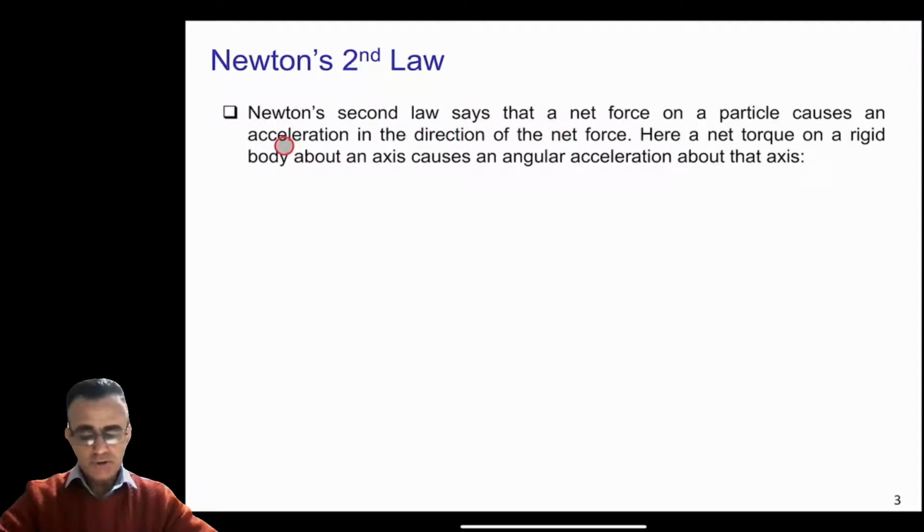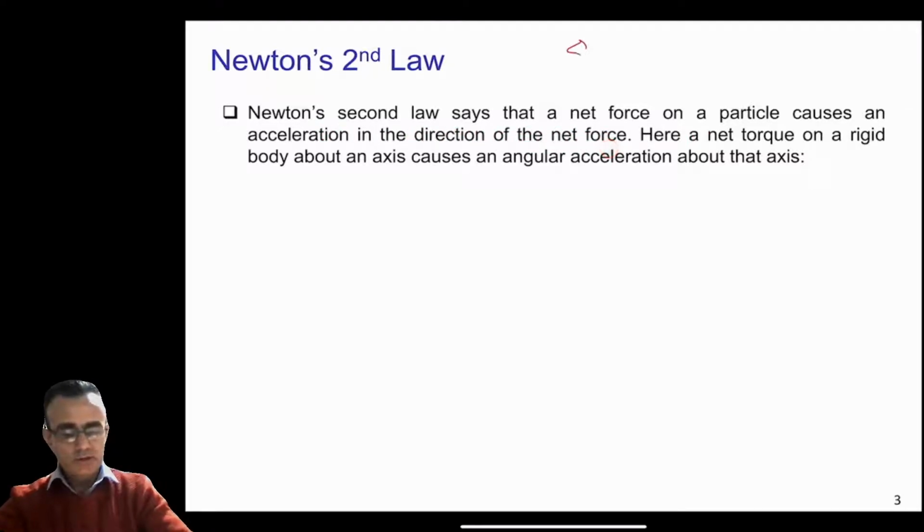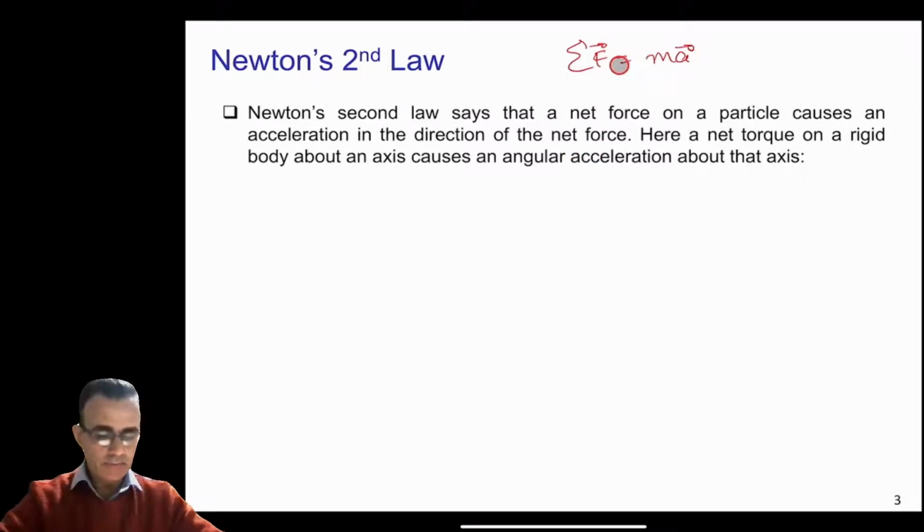Okay, so as you are familiar with Newton's second law in linear motion, Newton's second law says that the net force on a particle causes an acceleration in the direction of the net force. So we know that the summation of all the forces equals ma. This was Newton's second law in linear motion.